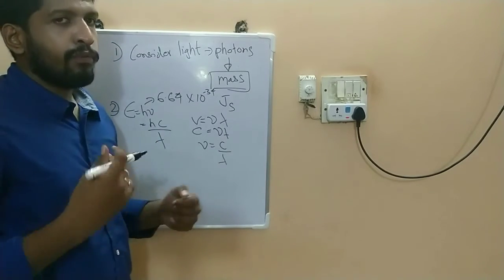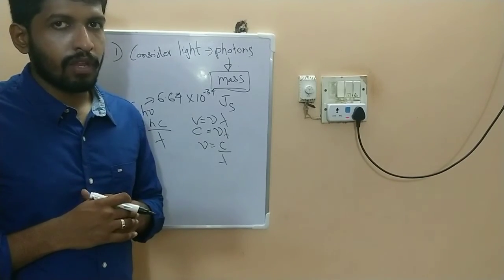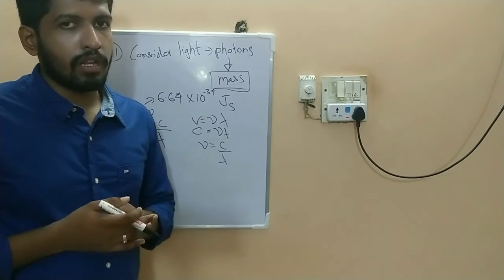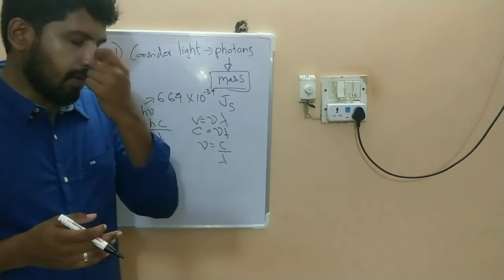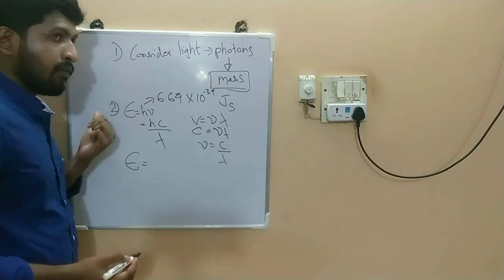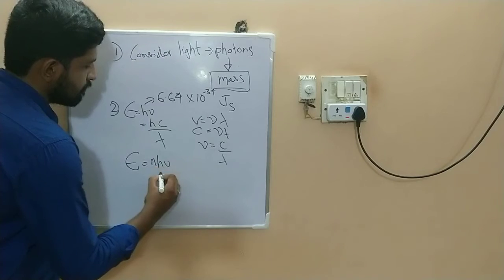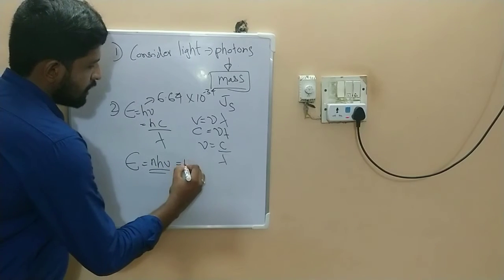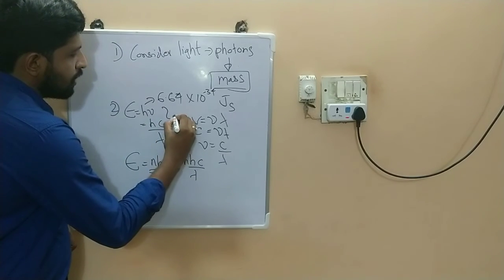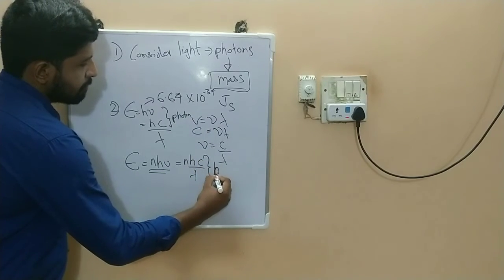If it is a beam of light, there are numerous photons. A large number of photons make up the beam of light. So suppose there are n photons in the incoming beam of light, then the total energy of the beam of light is equal to n into h nu, which is equal to n into hc by lambda. This is the energy possessed by only a photon, and this is possessed by that of a beam.